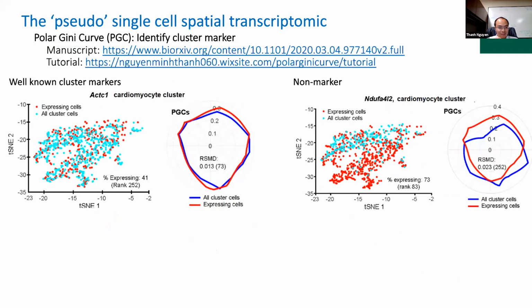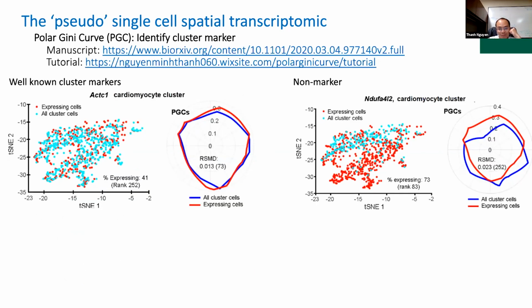Here is the UMAP representation of cardiomyocytes. ACTC1 is a cardiomyocyte marker. We plot these two, and you see they fit together quite well. This one is not a myocyte marker. So we plot those two, and we see the red cluster and the cells expressing this gene are somewhat far away from each other.